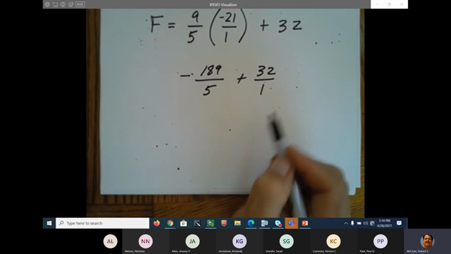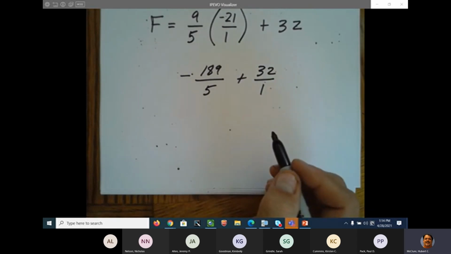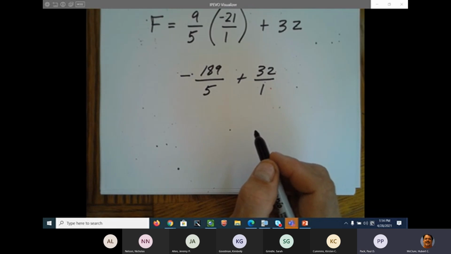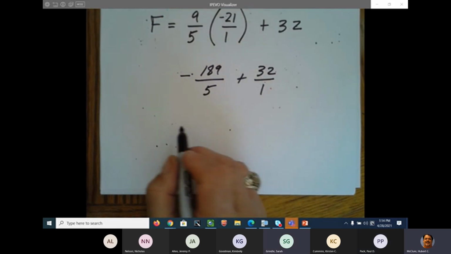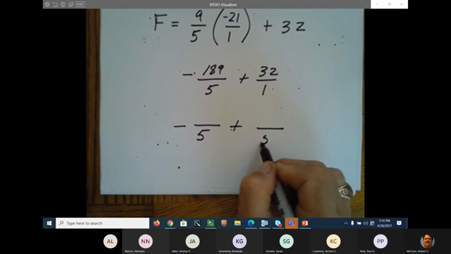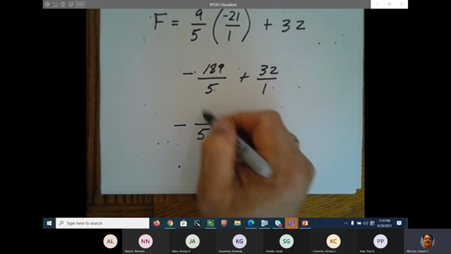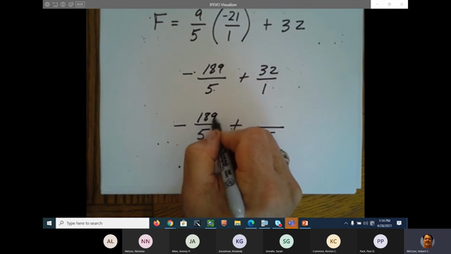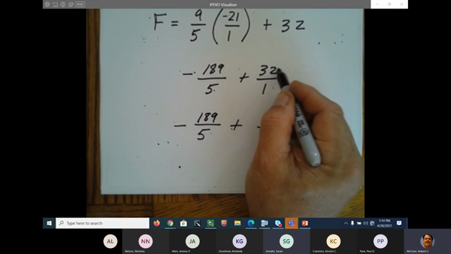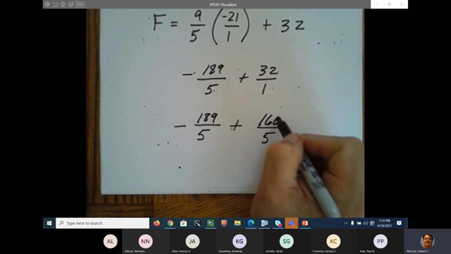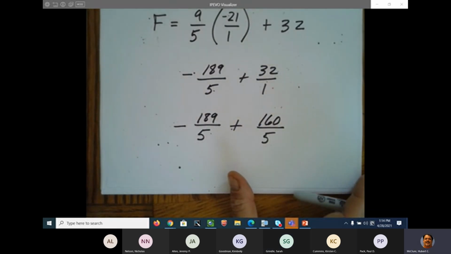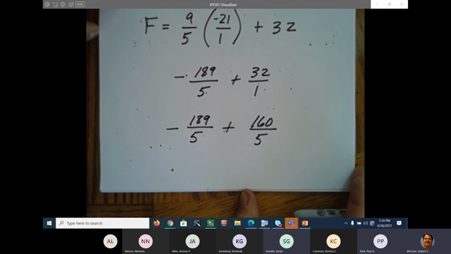What do we need to do to be able to add fractions? A common denominator. You've got to have a common denominator. Good job. 5 will go into 5. 1 times 189 is 189. 1 will go into 5. 5 times 32, it's 160, isn't it? Somebody tell me what 5 times 32 is. 160.